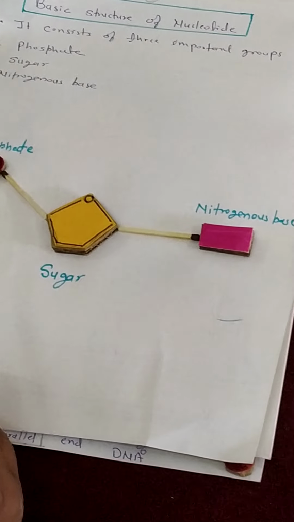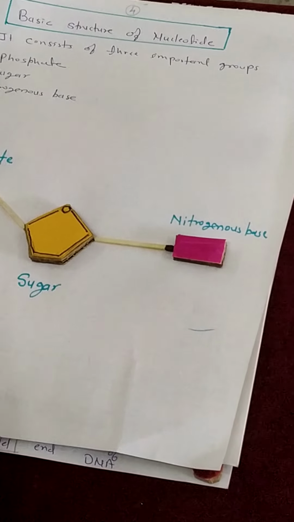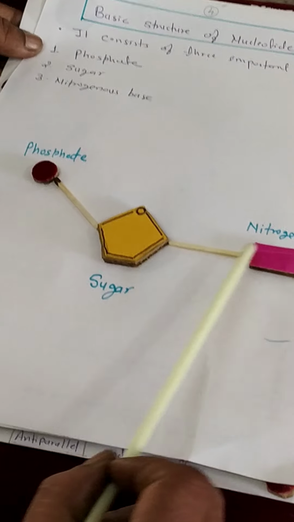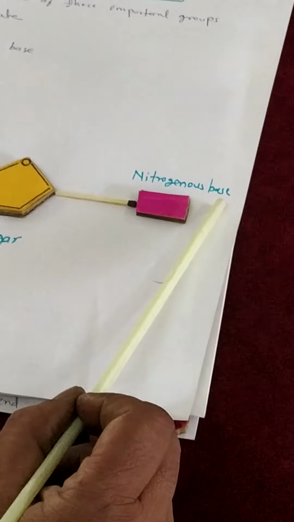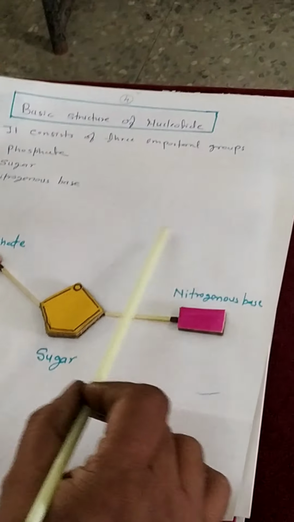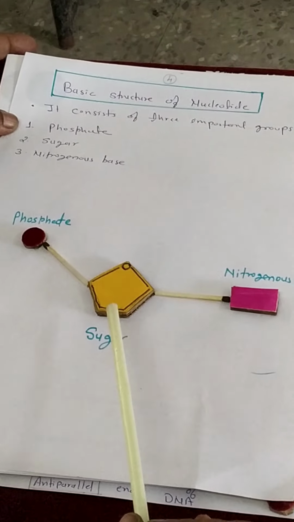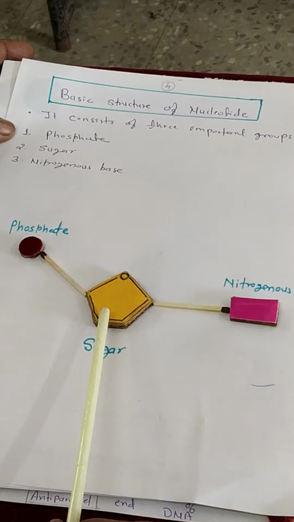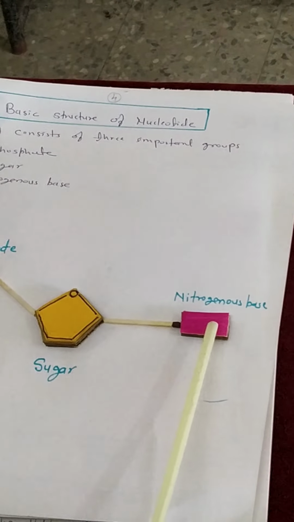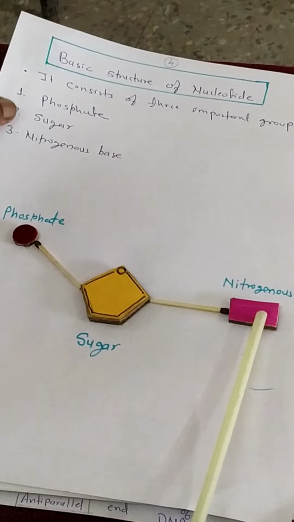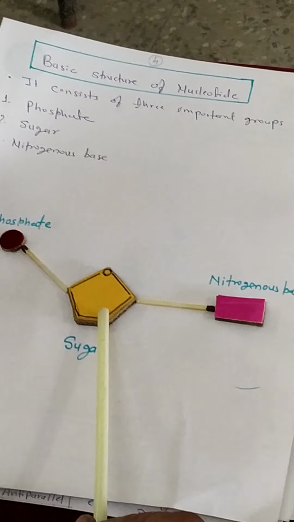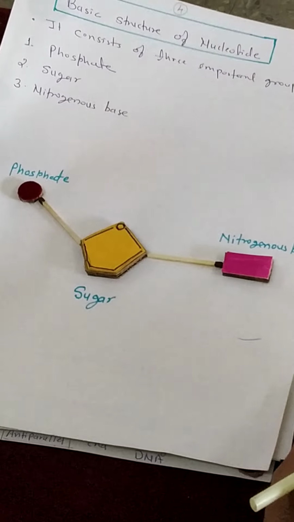This sugar and phosphate group in the nucleotide forms the strand of DNA, and the steps are made up of nitrogenous bases. So is that clear to you? The nucleotide has three main important groups: the pentose sugar, the phosphate group and the nitrogenous base. Now one by one we will see the details of sugar, phosphate and nitrogenous base.